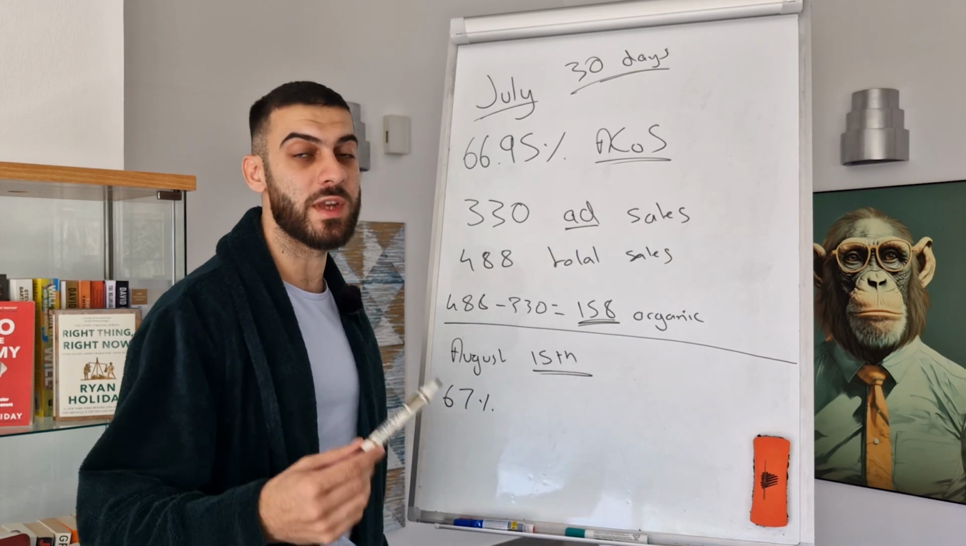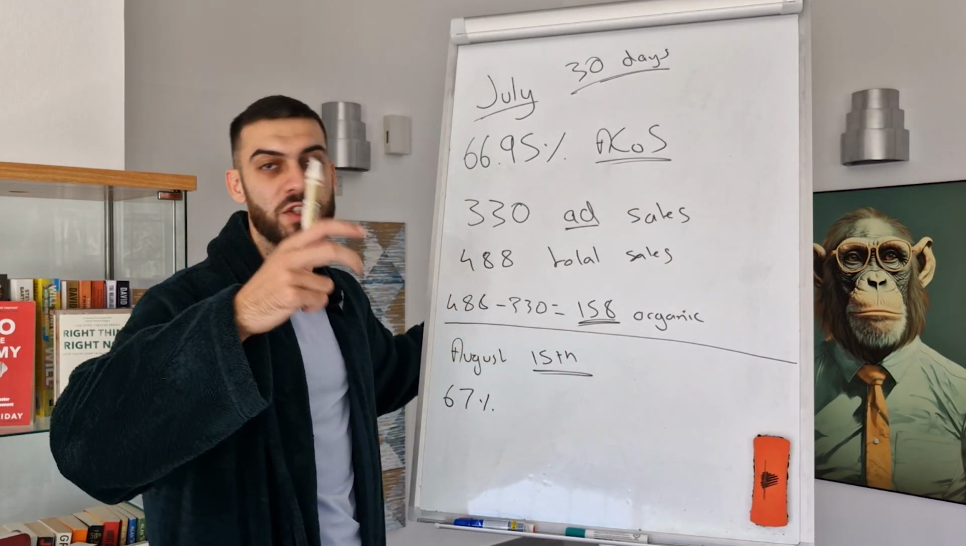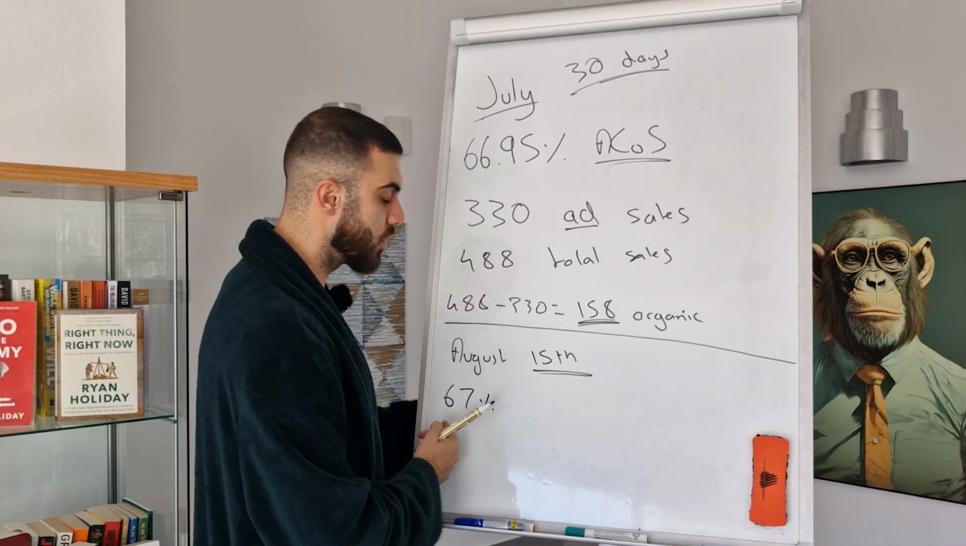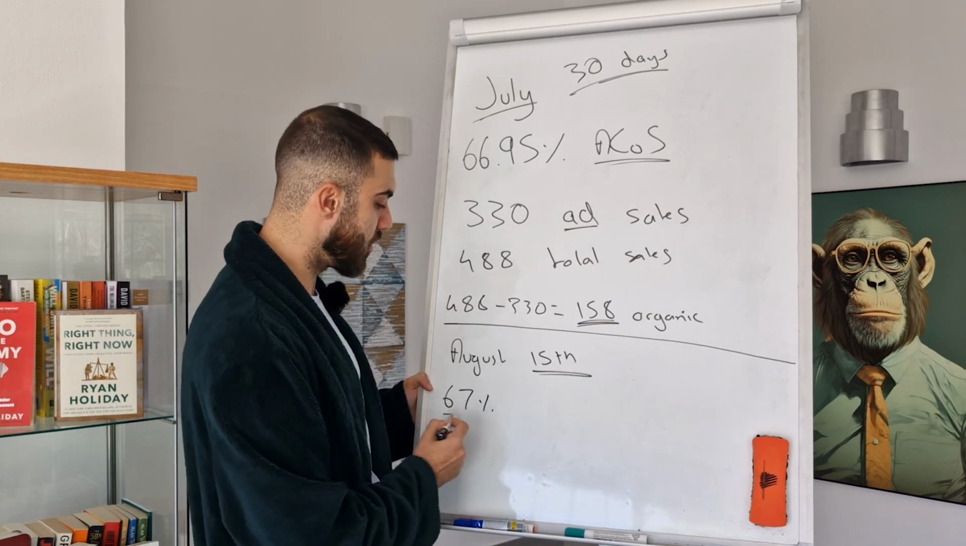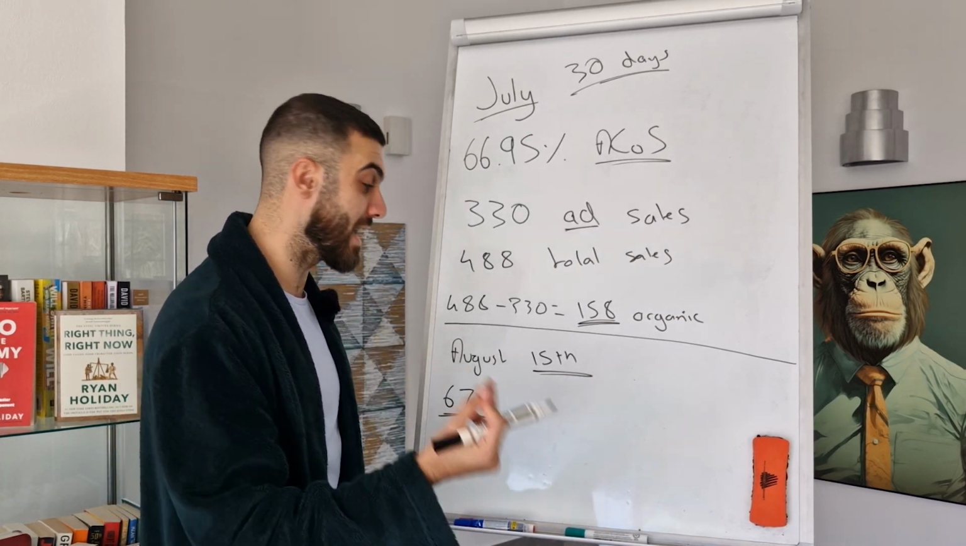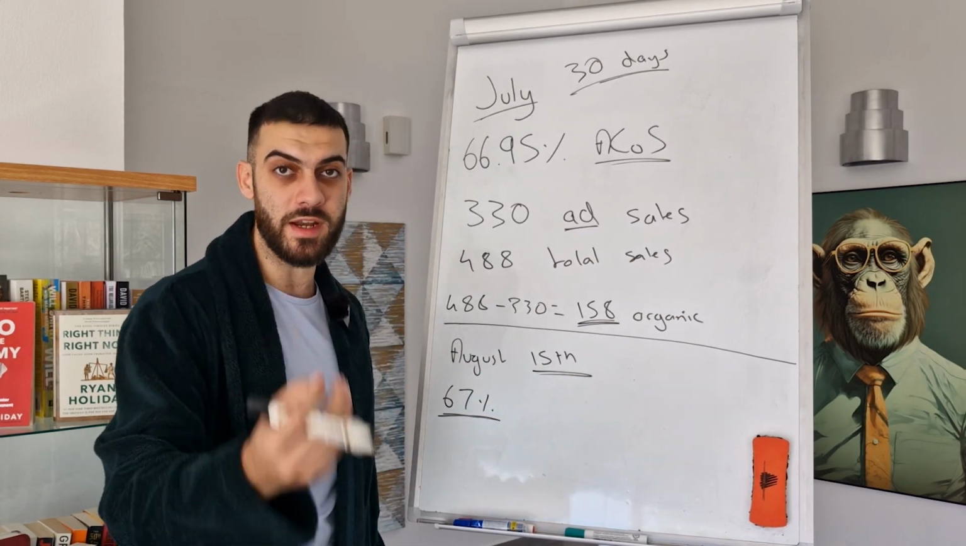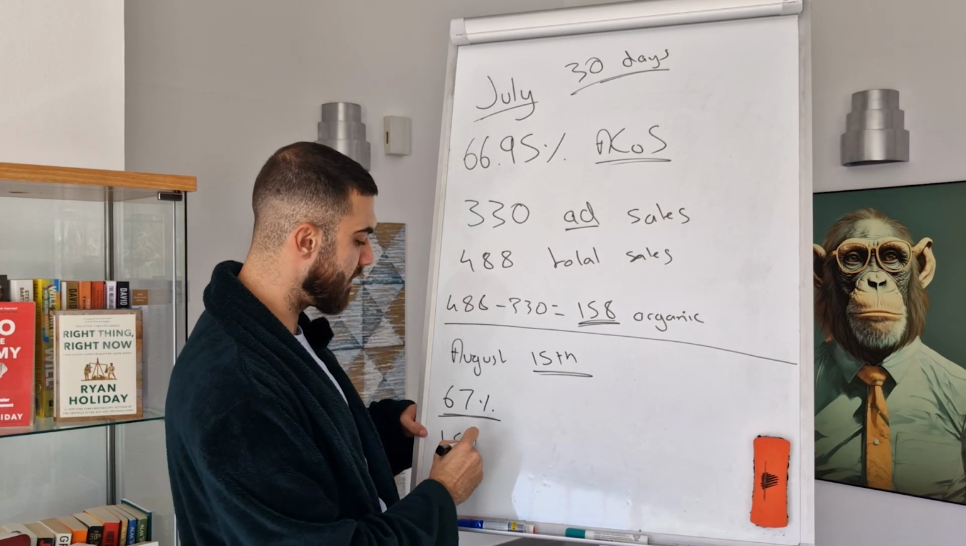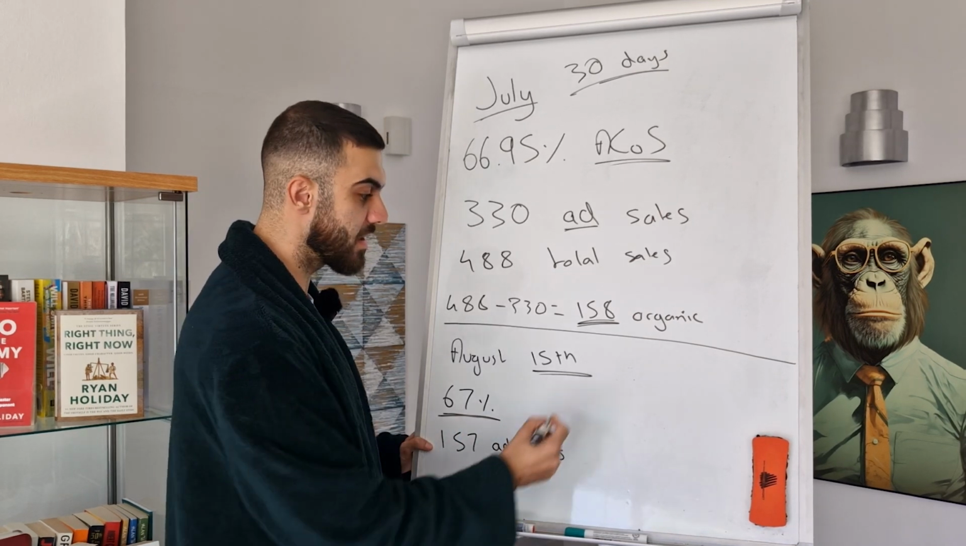Normally, if you go talk to any other KDP guru, expert or whatever on YouTube, they're going to tell you your ACOS should drop. But here's the thing. Even though my ACOS did not drop, it stayed exactly the same. Here's the amount of orders that I got. I got 157 ad orders. That's in the 15 days.